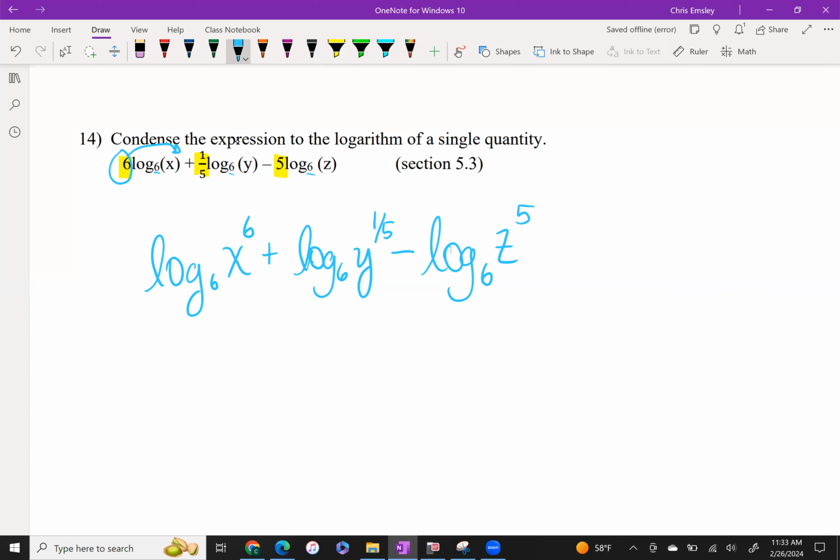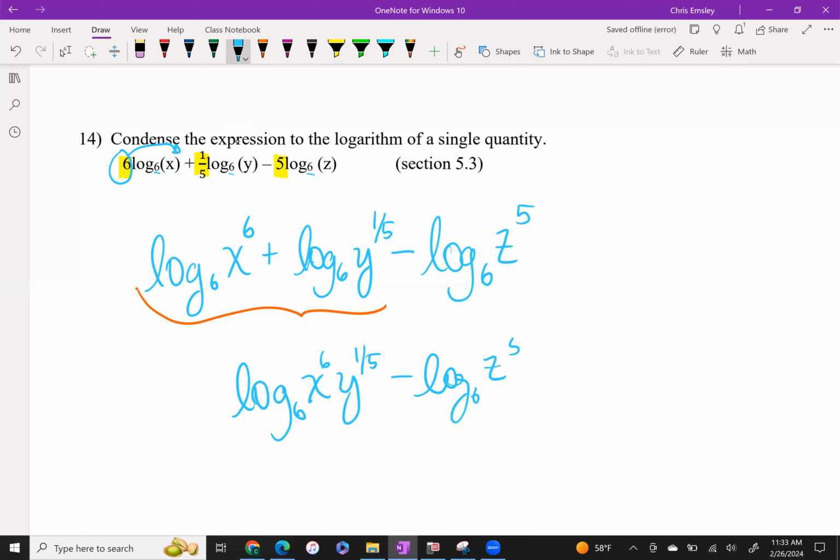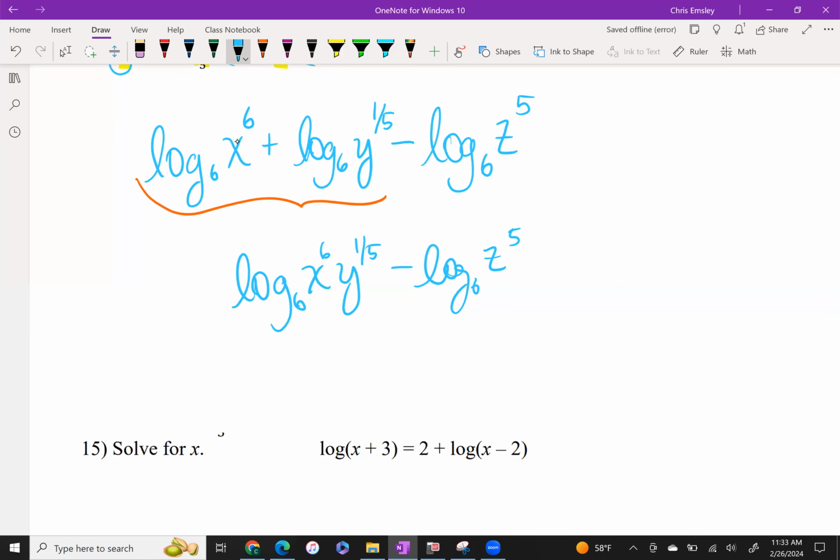And now we are ready to start combining. I can start by combining these two. The sum of two logarithms with a matching base is equivalent to the product of their arguments. Okay, so I used my product rule there. And then now we have a difference. We're subtracting two logarithms, and the difference of two logarithms can be combined by making it a quotient of the arguments.